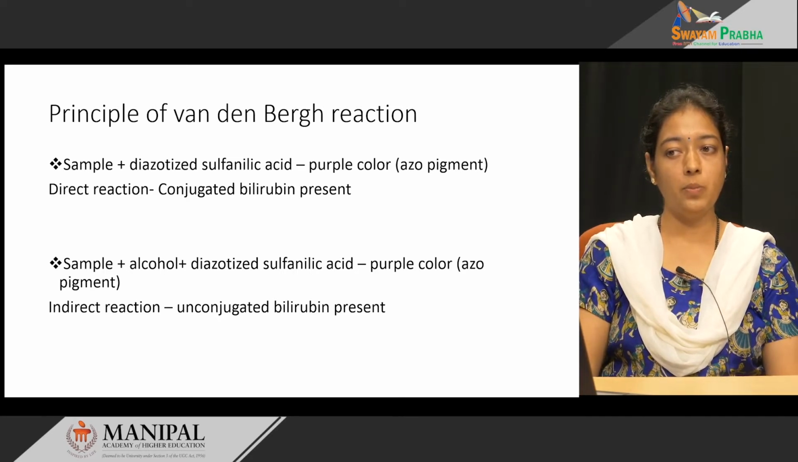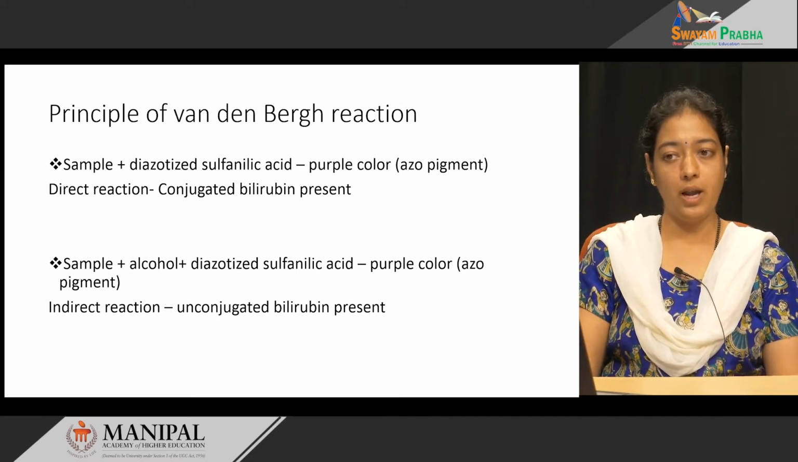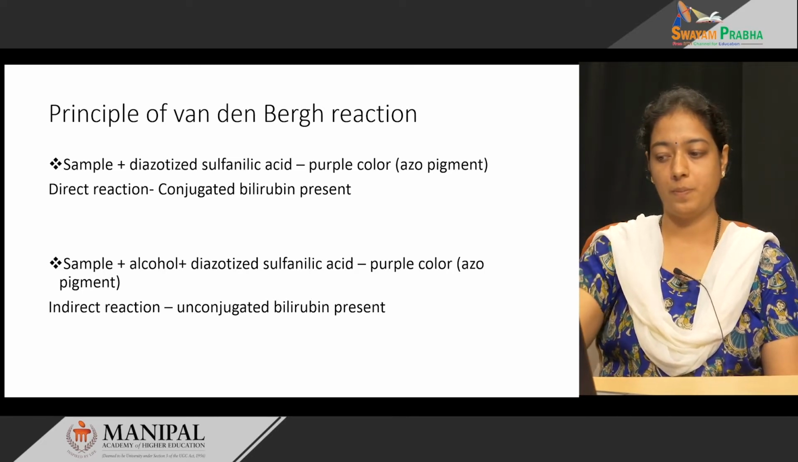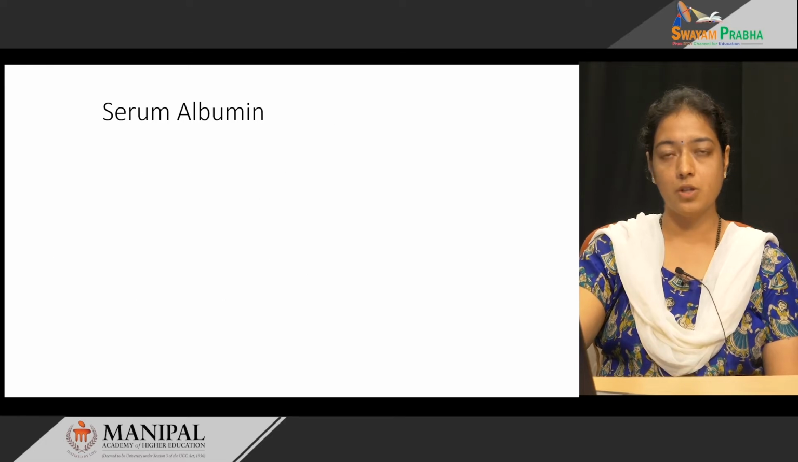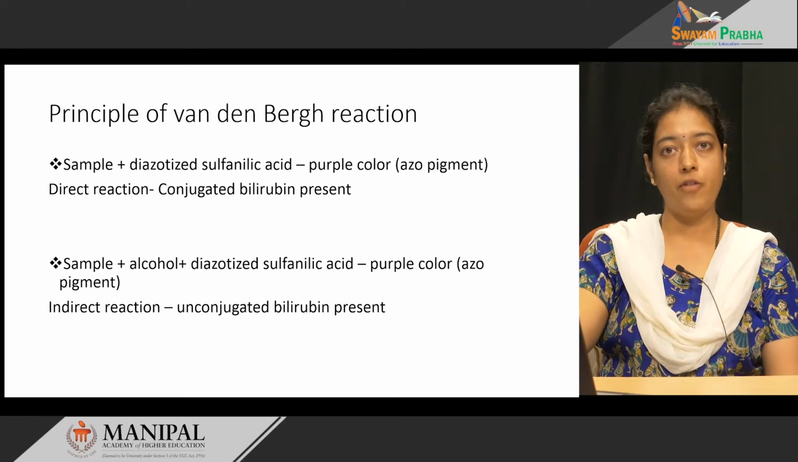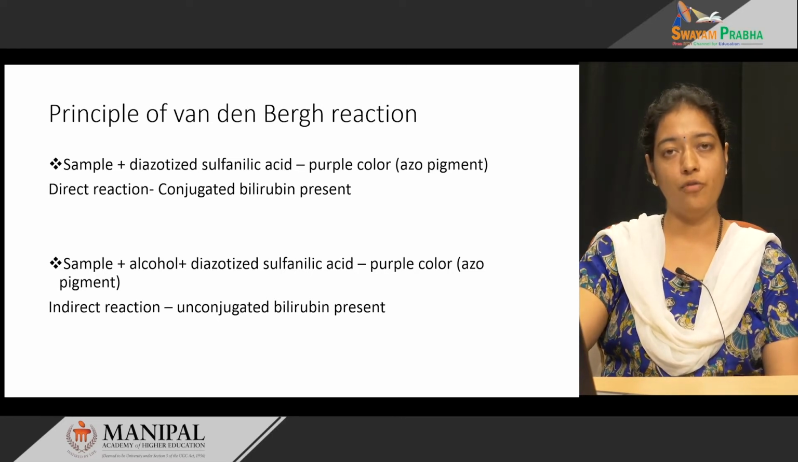Since the conjugated bilirubin is water soluble and it gives the van den Bergh reaction directly, it is also called direct bilirubin. Indirect bilirubin is unconjugated bilirubin. Because it is water insoluble, you have to add one extra reagent for the van den Bergh reaction to occur. Whatever purple color you obtain, using the colorimeter, we can estimate the concentration of bilirubin in the given sample.